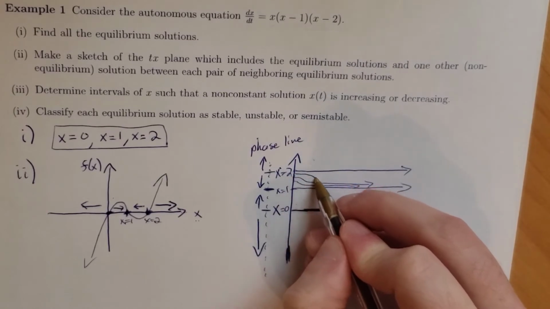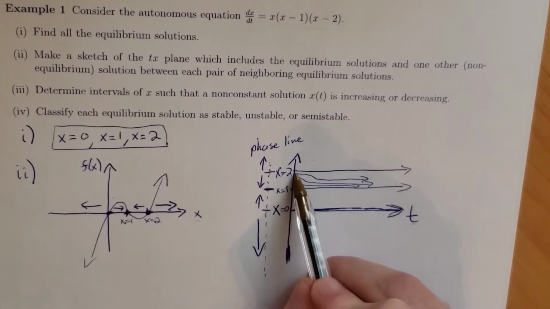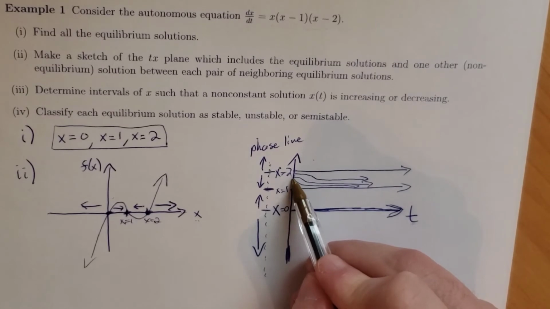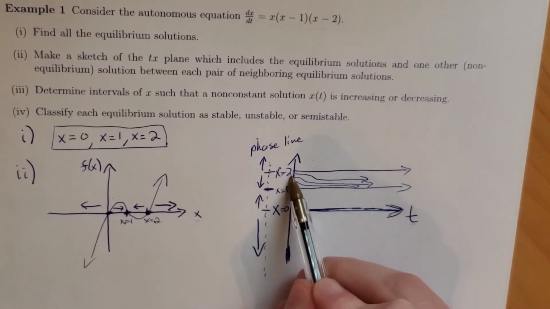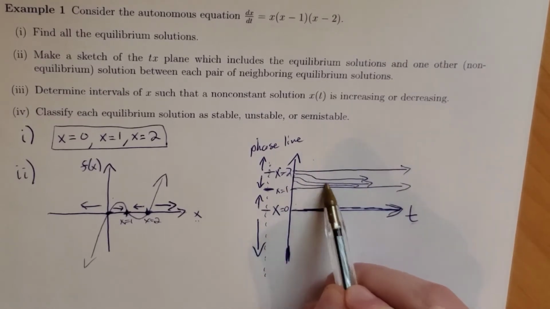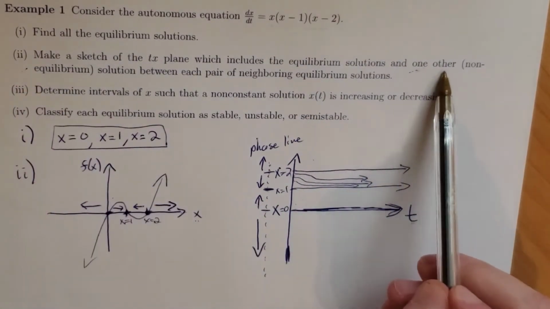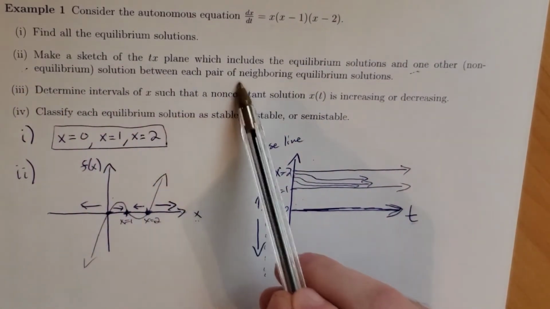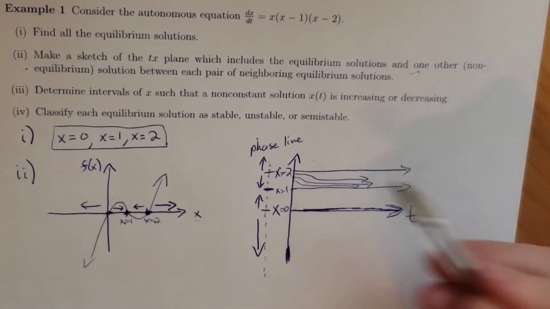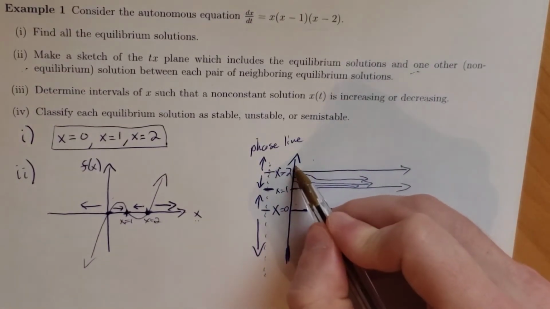And what that tells us is if we have any initial value here, t equals 0, x equals 1.5 maybe, then our solution will look like this. Our solution to the differential equation will look like this. This question, part 2 up here, actually only asks us to draw one other non-equilibrium solution between each pair of equilibrium solutions. I just drew 3 in here to give us an idea of what's going on. I'm just going to draw 1 for each of the rest of these.